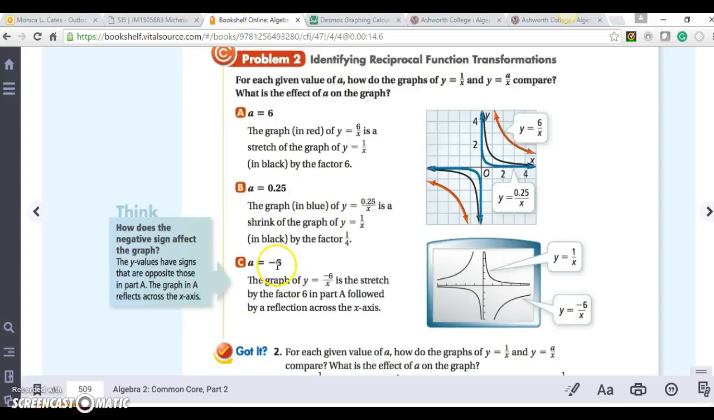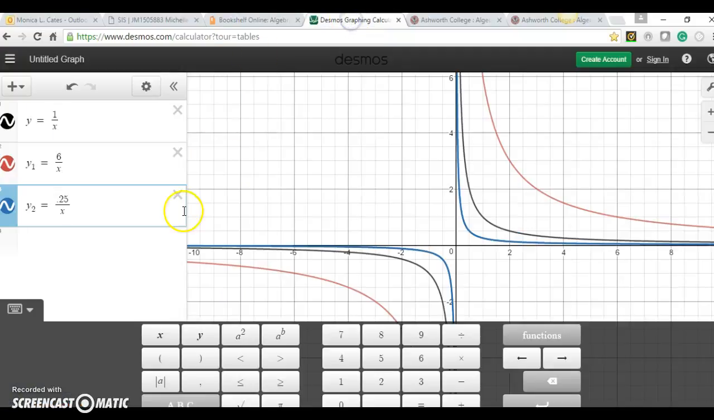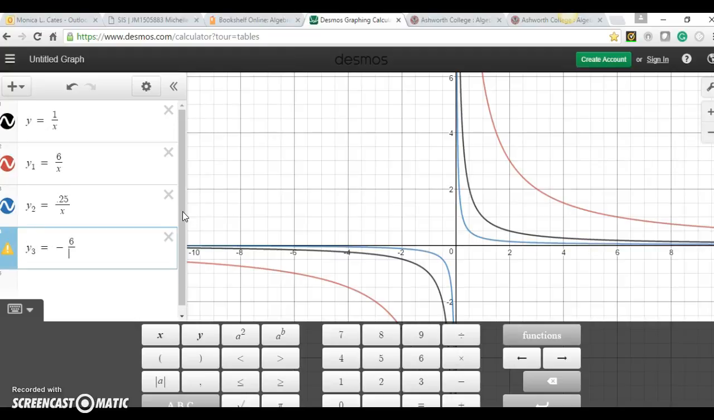And then when we're negative, we're going to actually do a flip. So it's going to change direction. It's going to look just like the first one that I graphed, my y1, but it's going to flip. So let's put that one in. Let's do y3 equals -6 divided by x. Okay, so you see it's the exact same graph as my red one, except that I'm flipped over. So I'm now in quadrants 2 and 4.